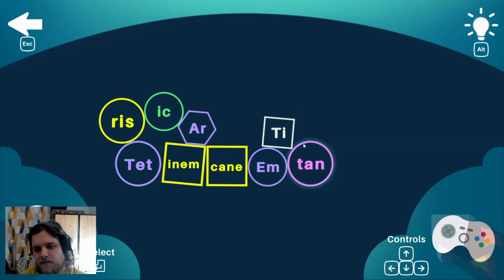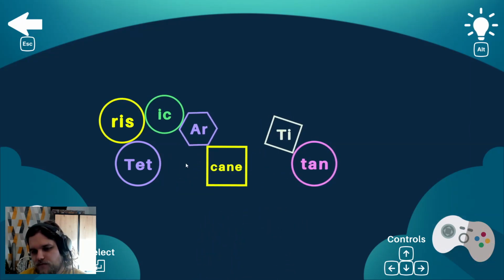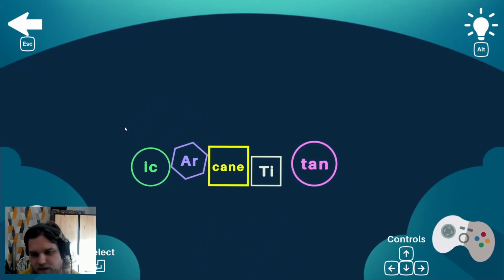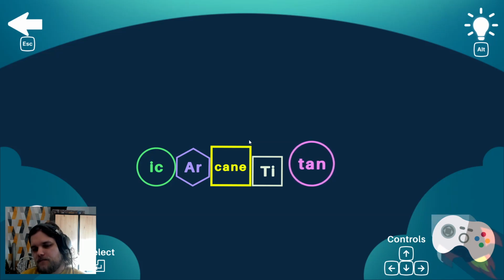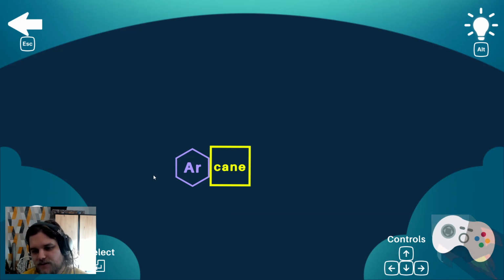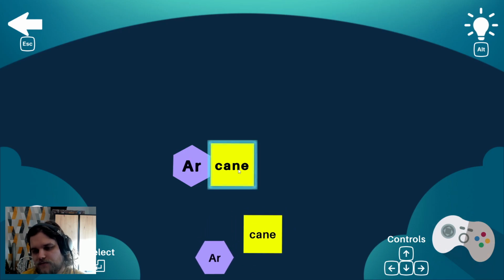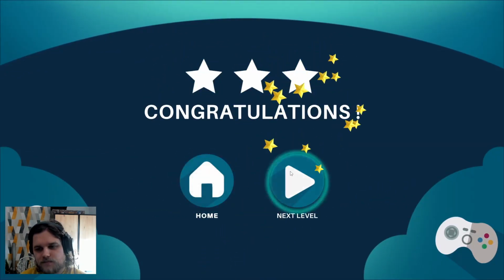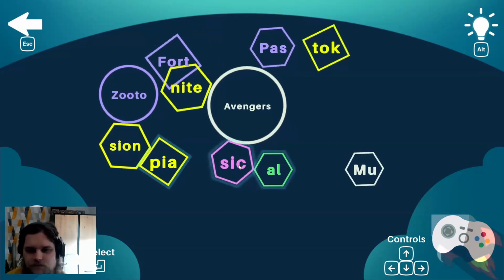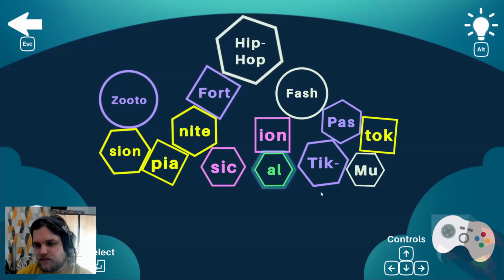We have Eminem, Tetris, well-known game here. Titanic as a movie, of course, but here as a movie, and Arcane. Okay, next level. Avengers and as an initial easy one. TikTok.